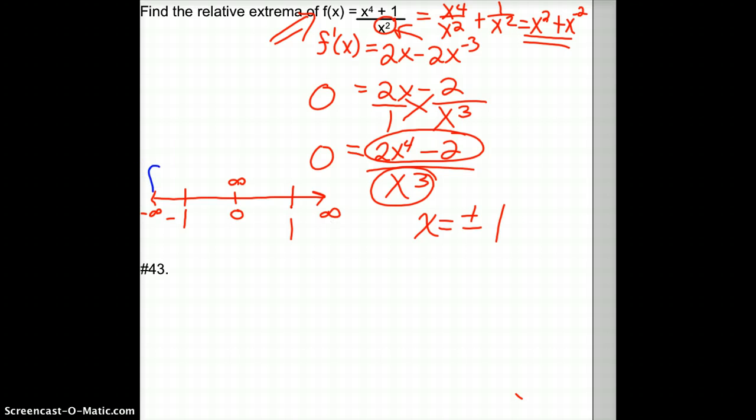And I'm going to go see what happens to my derivative in these spots. I'm starting to talk fast because I only have about 2 minutes left here on my time, and I want to finish this problem off. So when I test a number, remember what I'm testing it in is in the derivative. Where would be the best testing spot? Maybe right here, 2x minus 2 over x cubed. You're testing it in your derivative.